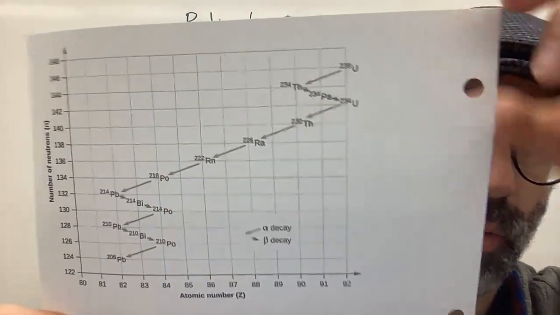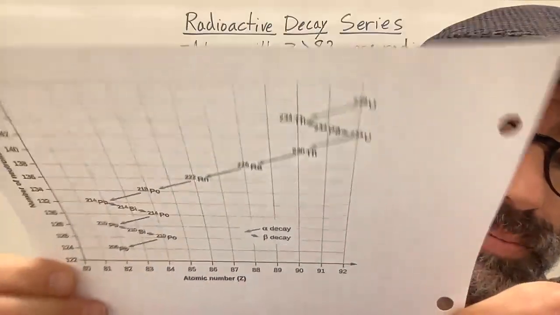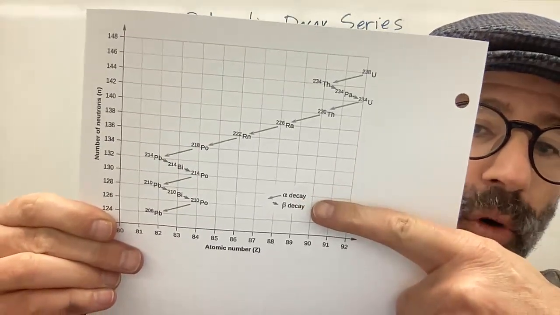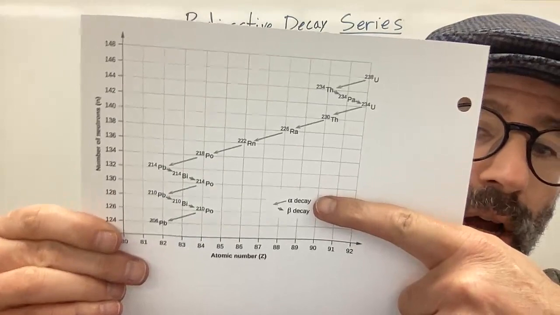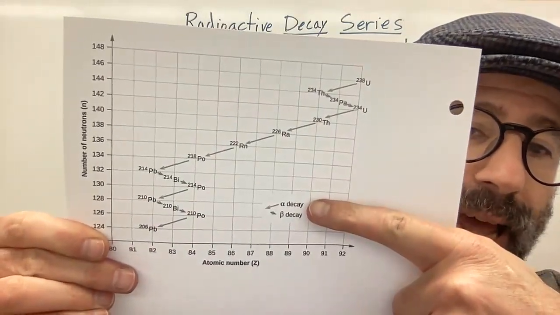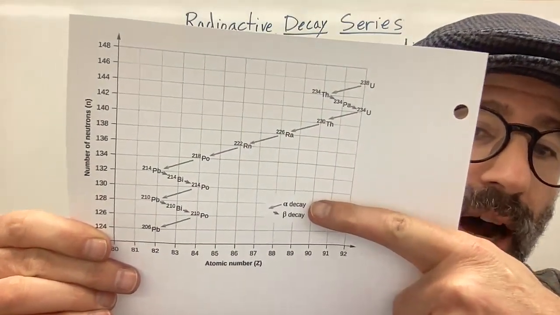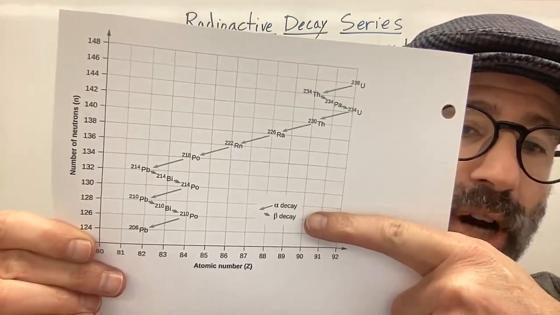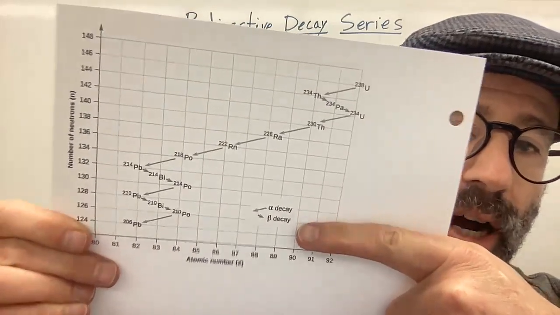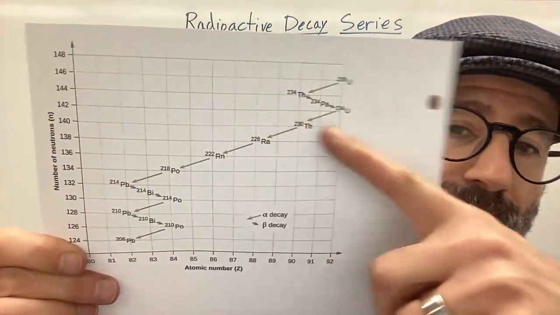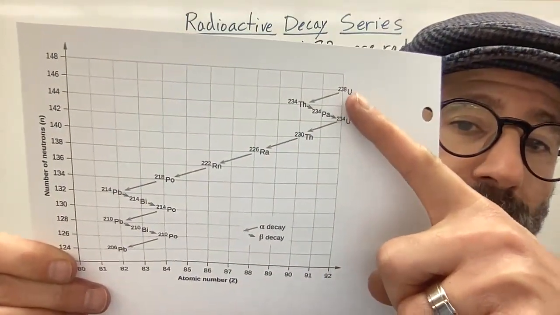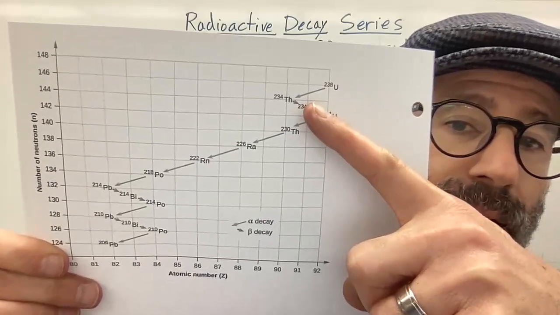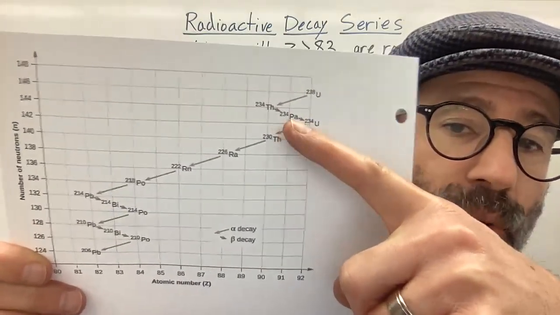With that out of the way, we can see that here we have alpha decay and beta decay. Alpha decay makes the particle go down in the number of neutrons and the number of protons. But beta decay makes it go down in the number of neutrons, but increase in the number of protons. You'll see that with the arrows here: alpha decay is going down towards the left, but beta decay is going down towards the right.